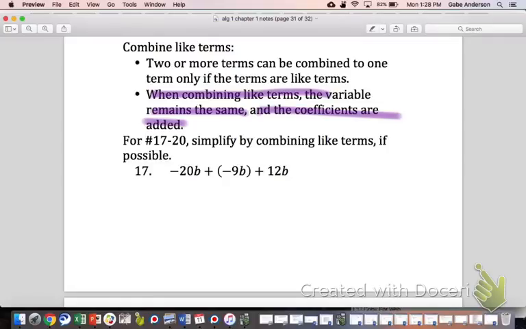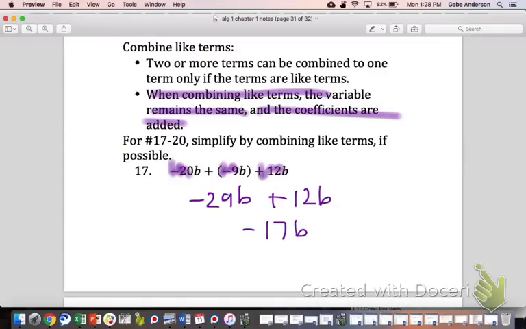So here's what we would do with a problem like number 17. First of all, did you notice that all those terms are actually like terms? They all have b to the first for their variable. So I'm simply going to add up the coefficients, which are negative 20, negative 9, and 12. So let's see if we can do this together. What is negative 20 plus negative 9? Negative 29 plus 12. Negative 17. So when I add these up, I could write this out as negative 29b plus 12b. And then I add those up and I get negative 17b.